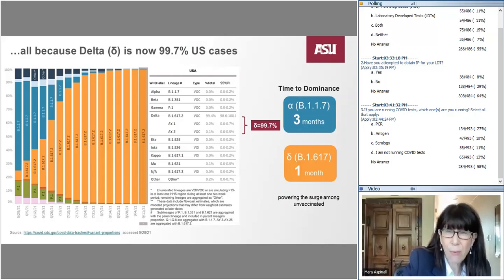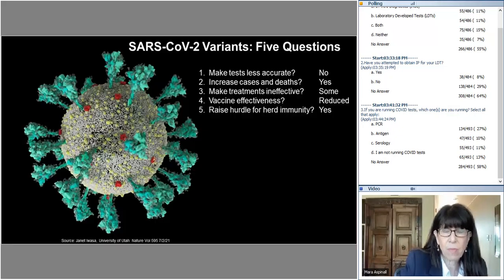Give you a sense of how fast. It took 1 month to be 51%. Alpha, originally called the UK variant, took 3 months to go into dominance. It moves fast, and sadly, it's a pretty perfect virus. What does that mean for testing?